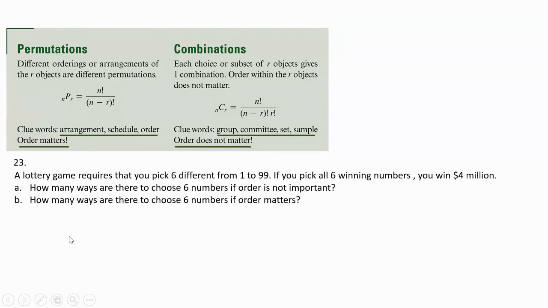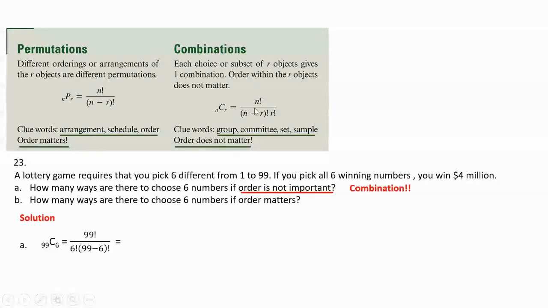So here we go. A lottery game requires that you pick six different numbers. I forgot to put the word numbers, from 1 to 99. If you pick all 6 winning numbers, you will win $4 million. How many ways are there to choose 6 numbers if the order is not important? So for part A, it's not important, so we're going to use combination. So it's going to be 99 combination 6.